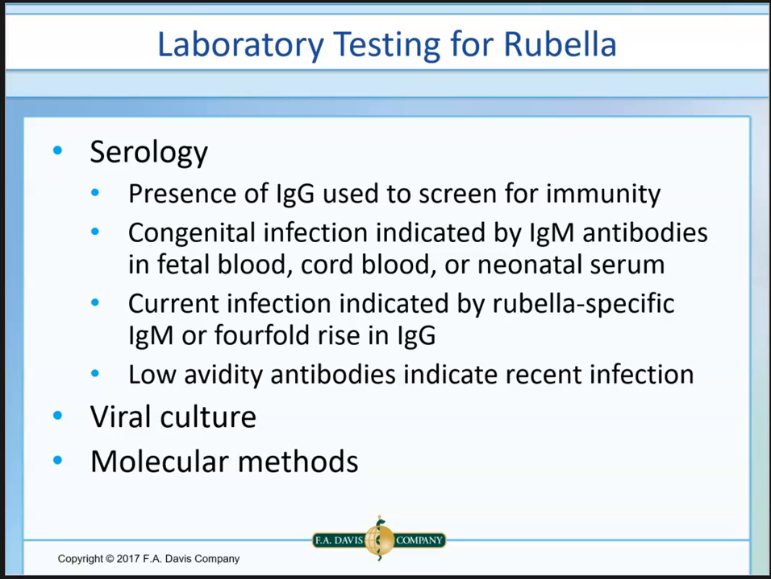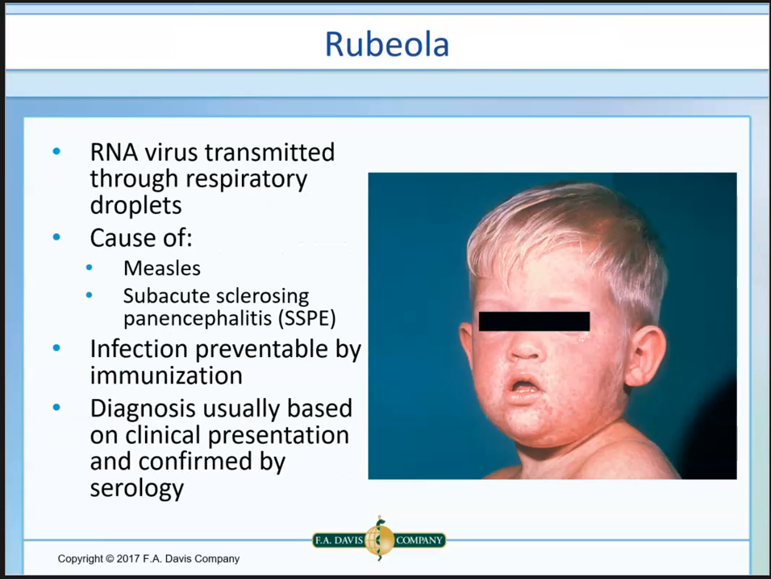So again, immunization kind of stuff, look for IgG and IgM to determine what's going on. IgG means immunity. Congenital infection, we can find IgM antibodies in the fetus. That means the baby's now got it. So you have to be careful with that. So you can do viral cultures. Molecular methods is an RT-PCR kind of thing for this.